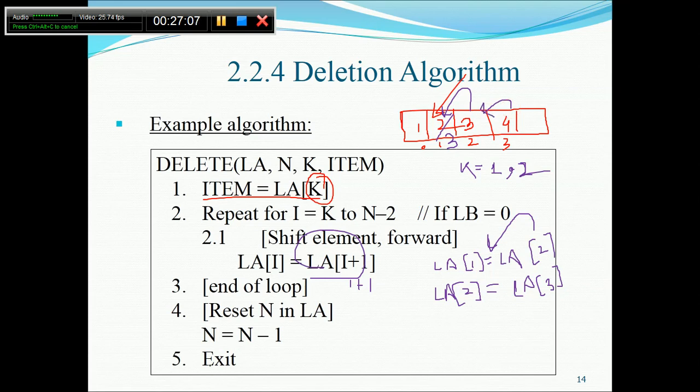And at last you have to decrease the size, because the number of elements has been reduced by 1, since you have deleted one element. N is equal to n minus 1. The n value would now be 3. Okay, what should be the time complexity here? It should be order of n in the worst case. Okay. That is the idea.